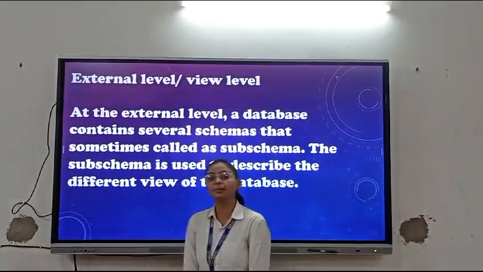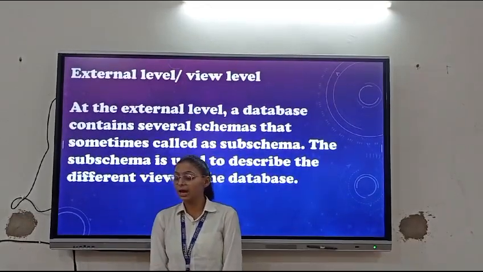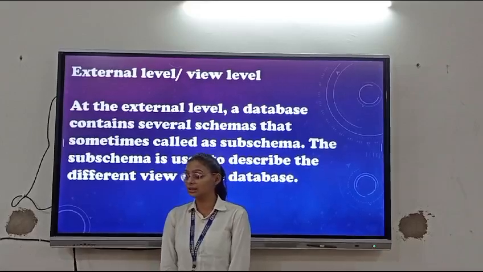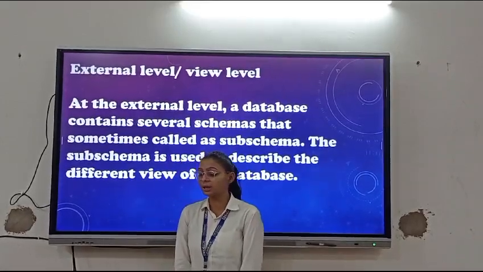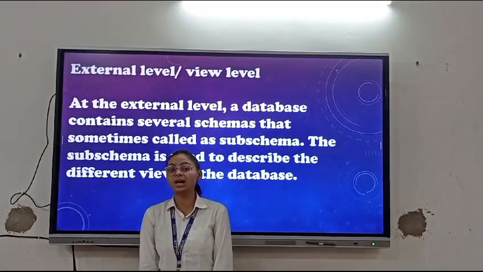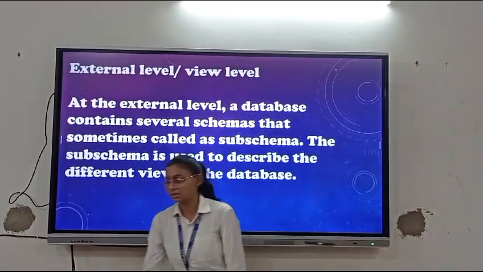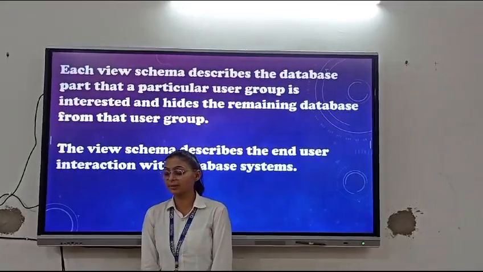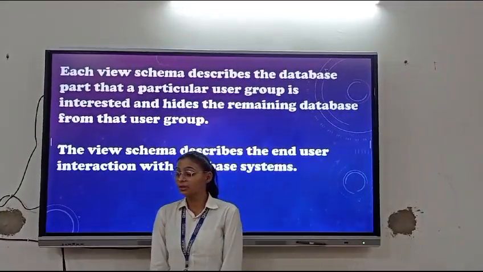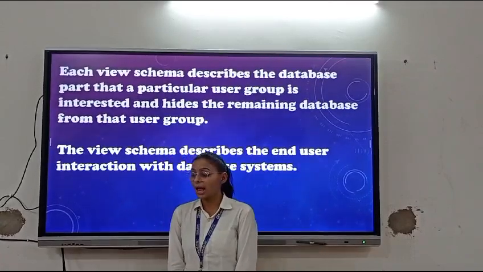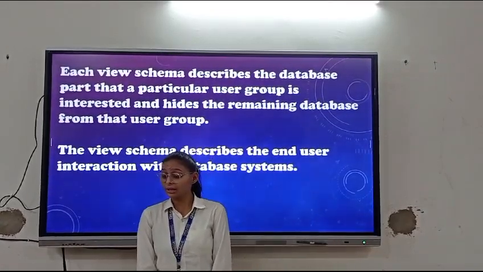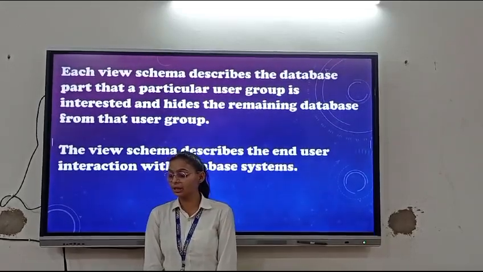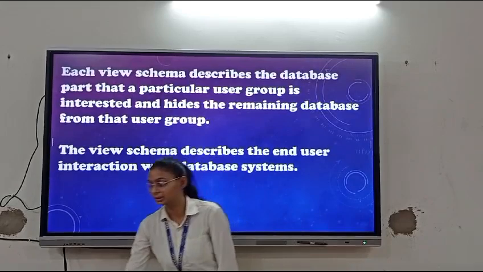And this is the last level, the external level or view level. At the external level, a database contains several schemas that are sometimes called subschemas. The subschema is used to describe the different views of a database. Each view schema describes the database part that a particular user group is interested in and hides the remaining database from the user group. The view schema describes the end user's interaction with the database.